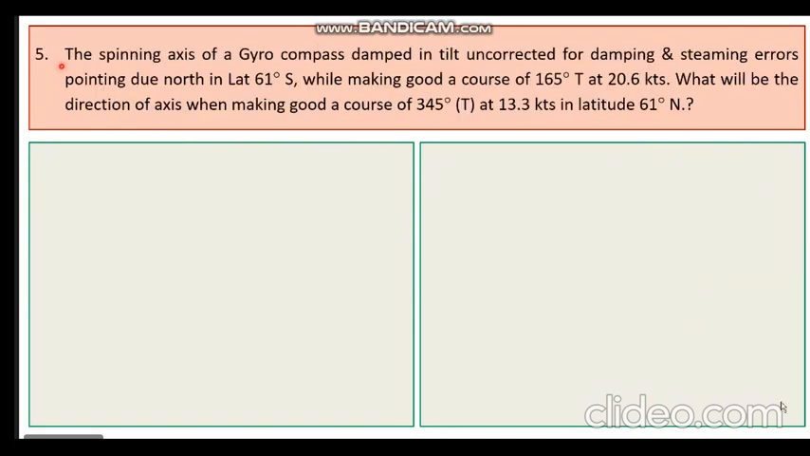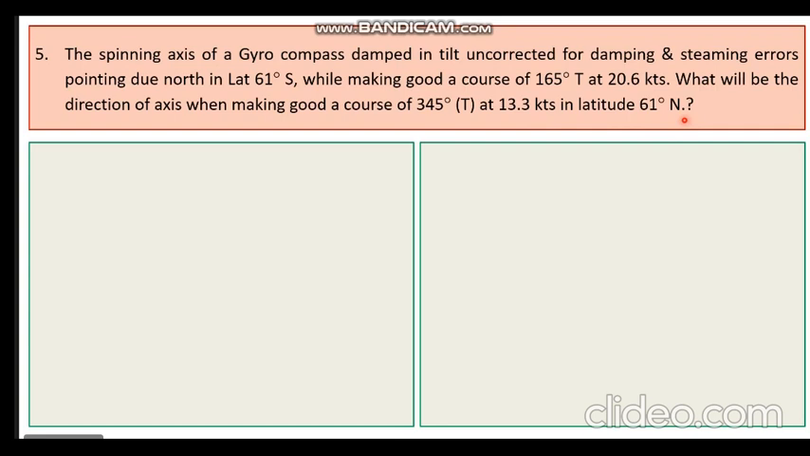Next question. The spinning axis of a gyro compass, damped in tilt, uncorrected for damping and steaming errors, is pointing due north in latitude 61 degrees south. While making good a course of 165 degrees true at a speed of 20.6 knots, what will be the direction of the spin axis when making good a course of 345 degrees true at a speed of 13.3 knots in latitude of 61 degrees north?